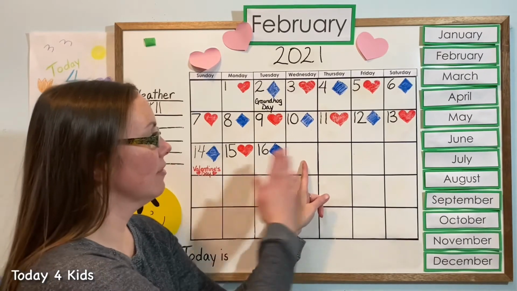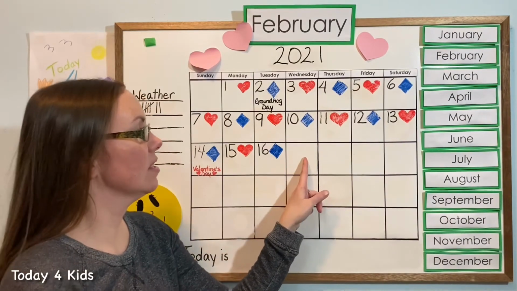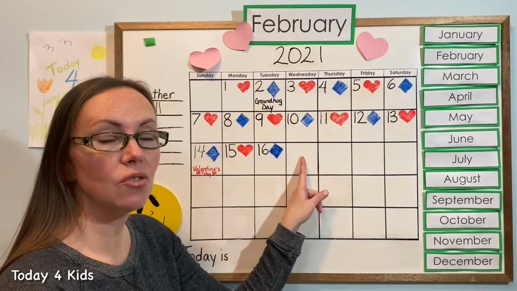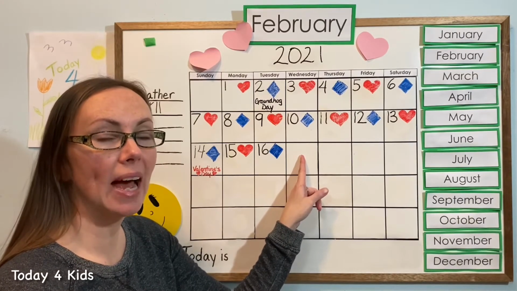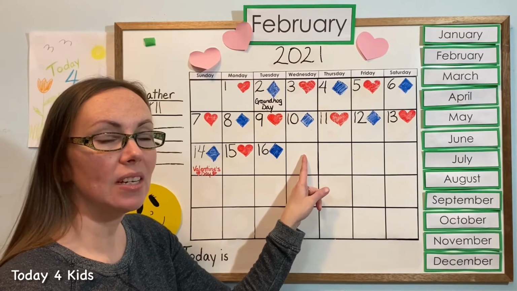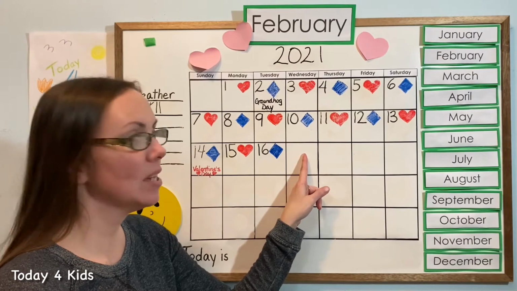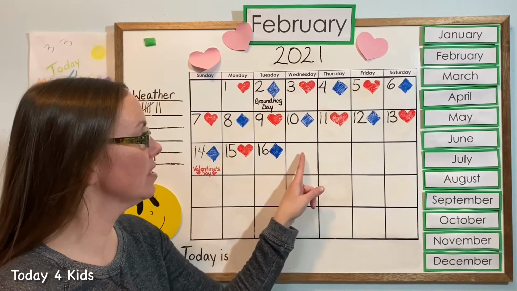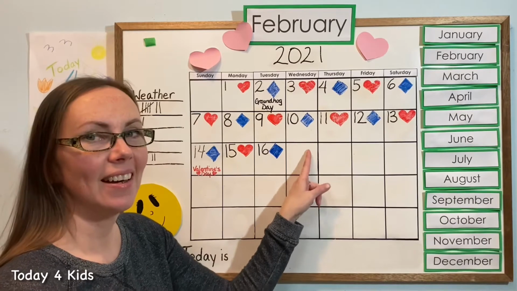We always go left to right. So this is the square for today, and we are going to draw our shape for our pattern in there. What shape do you think comes next in our pattern? What do you think? Yesterday was a blue rhombus. What do you think today will be? I hear some great guesses.